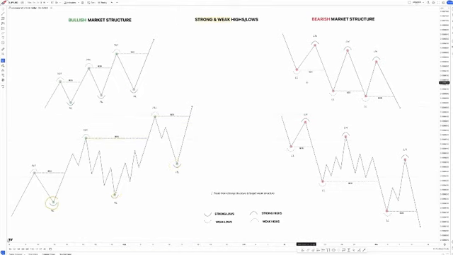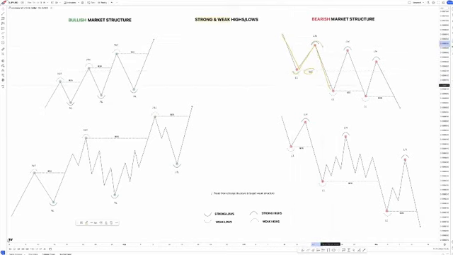So in a bearish market structure, it's pretty much the opposite once again. This is when price goes down, pulls back and goes down and leads to a break of structure. Now in this case, it's the opposite. The highs are strong, because it's the highs that actually led to a break of structure and led to price breaking the last low. So these are weak lows and these are strong highs.